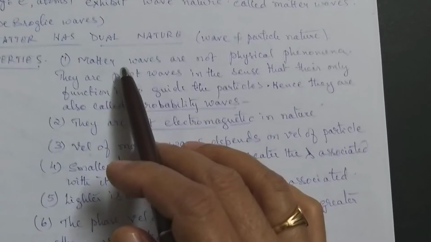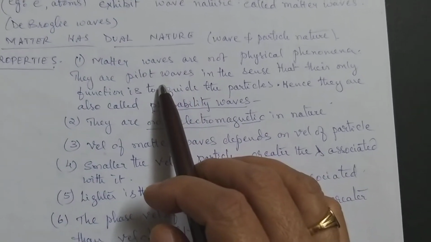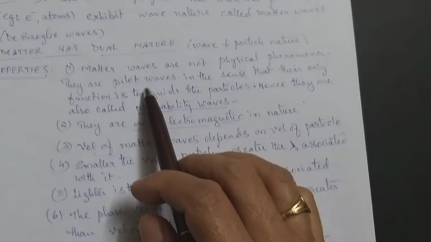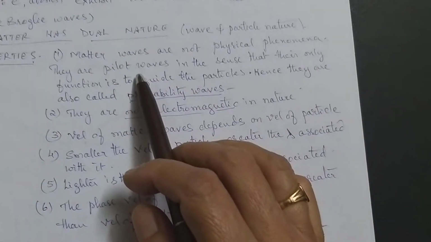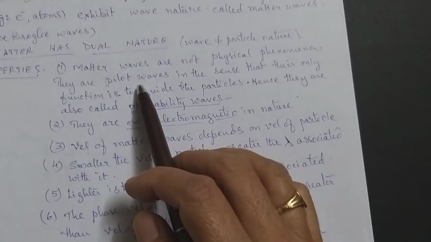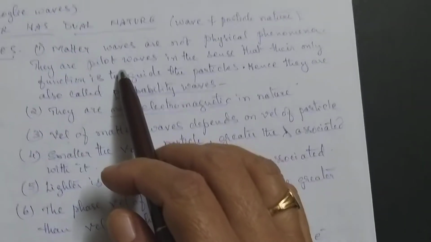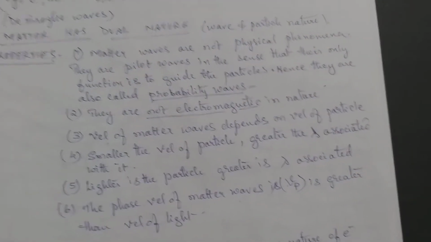Now what are the properties? The matter waves are not physical phenomena, because the resolution of our eyes and instruments is not enough to see the waves, because they have either very high wavelength or very low wavelength. We cannot visualize them. It's not a physical phenomenon. They are pilot waves. Pilot means in the sense they are guiding.